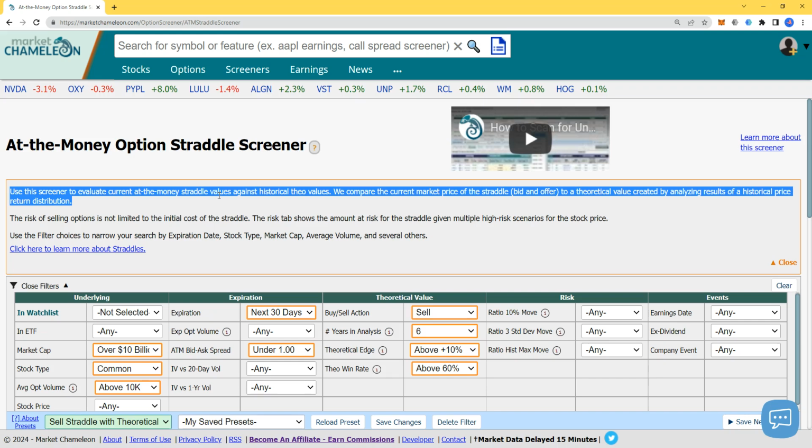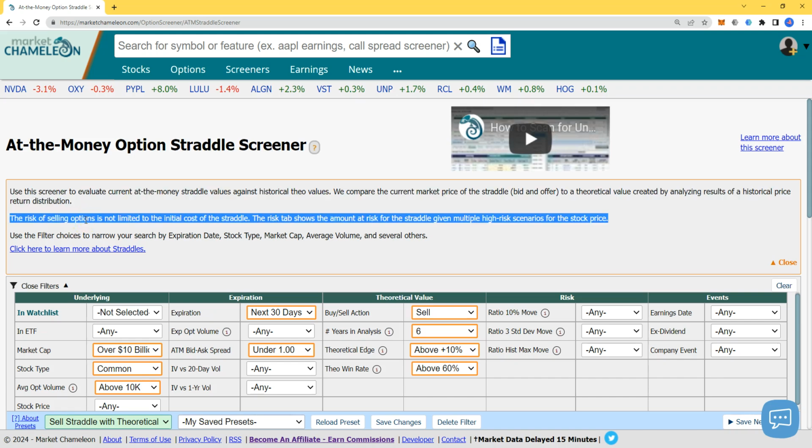Let's read. Use this screen to evaluate current at the money straddle value against historical theoretical value. We compare the current market price of the straddle, bid and offer, to create another result. Okay, the risk of selling options. This is the point here.